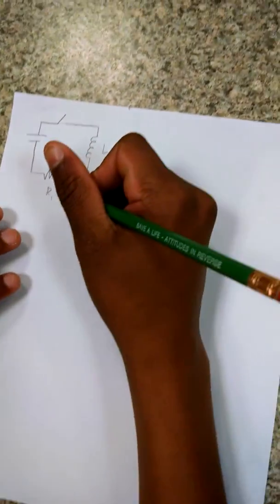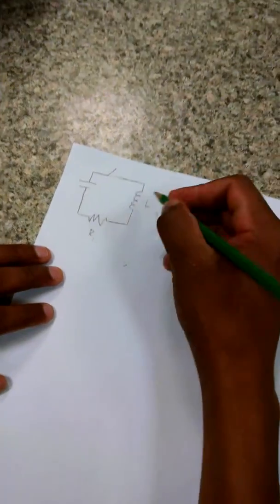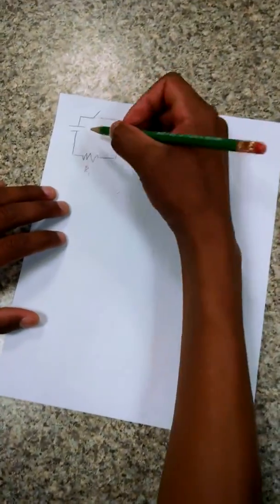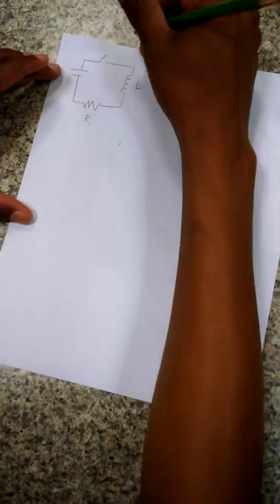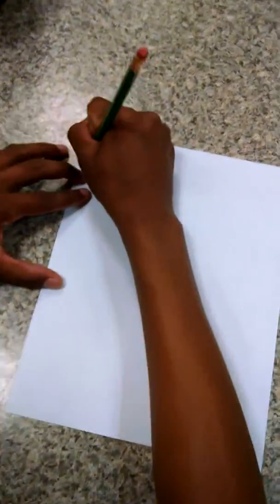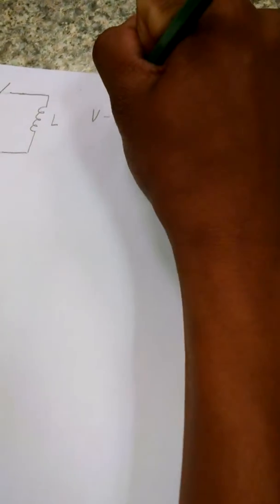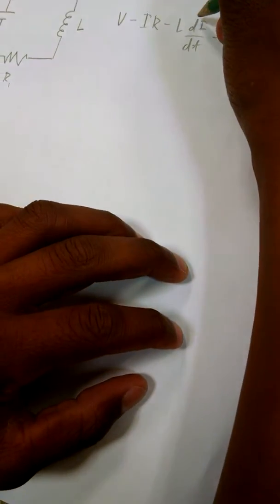Now we're going to talk about a special type of circuit element called an inductor. An inductor is represented by the letter L. So if we do the Kirchhoff loop equation for this LR circuit, if this is V, we get V minus IR minus L di/dt is equal to 0, where di/dt represents the rate of change of the current flowing through the inductor at any one time.